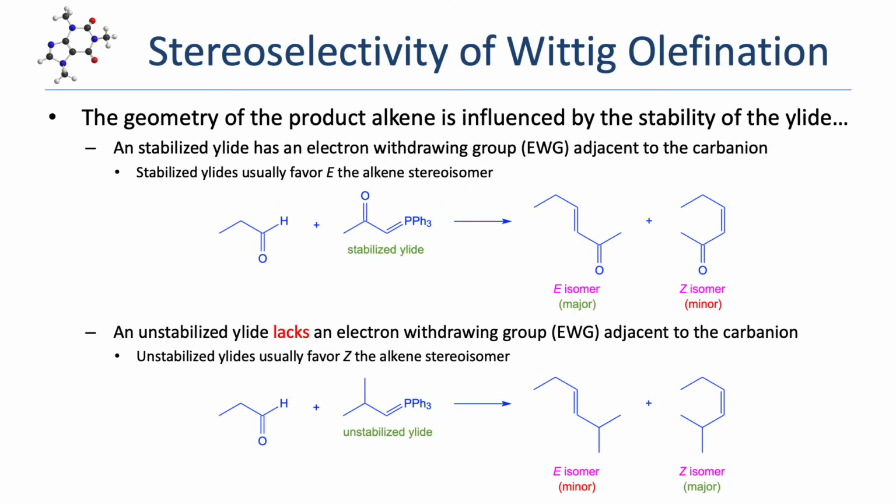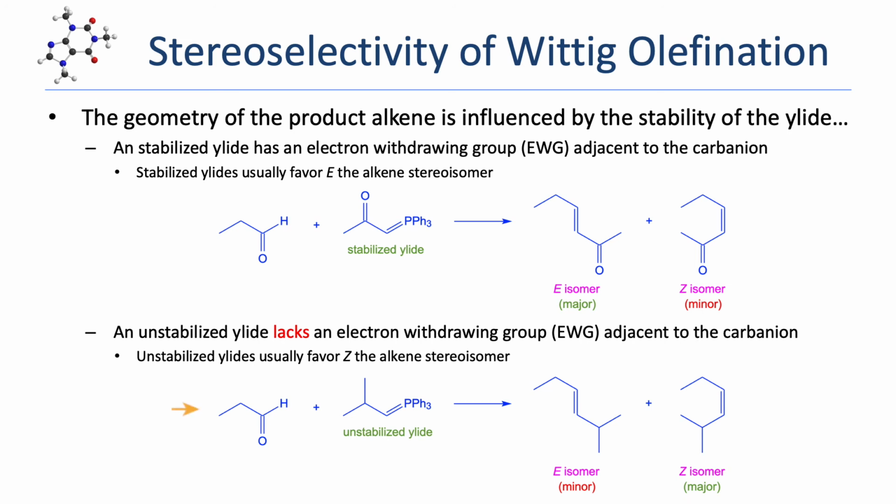The Wittig olefination results in the formation of a new alkene. In all but the most trivial cases, the stereochemistry of the new double bond should be considered. It turns out that the geometry of the product alkene is greatly influenced by the stability of the ylide. In the first example, we see propanal reacting with a stabilized ylide, an ylide with an electron withdrawing group adjacent to the carbanion. In this case, the carbonyl conjugated to the ylide stabilizes the negative charge through resonance. The reaction proceeds to give the product as a mixture of E and Z stereoisomers. Typically, the reaction of an aldehyde with a stabilized ylide greatly favors the formation of the E isomer.